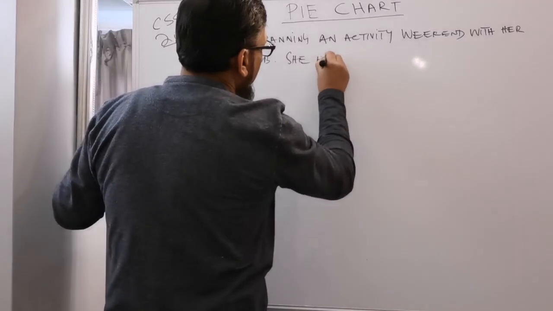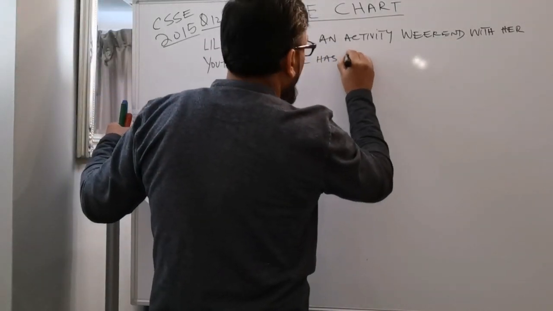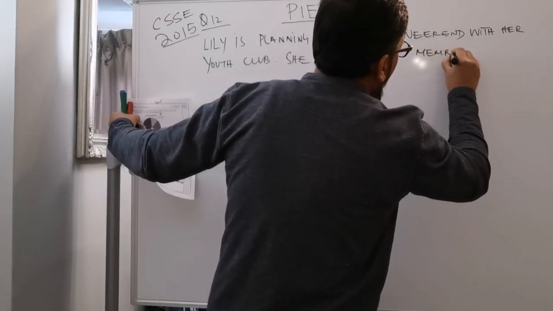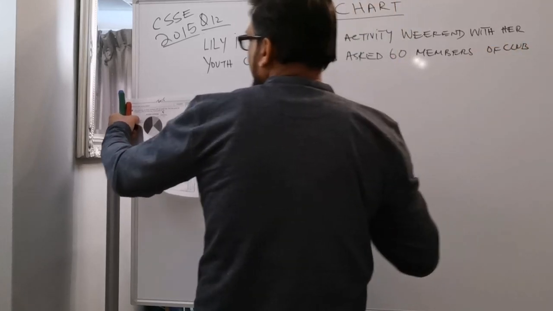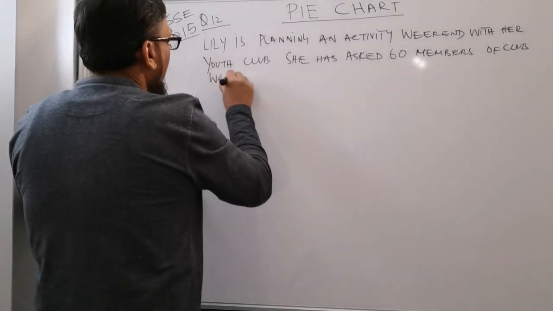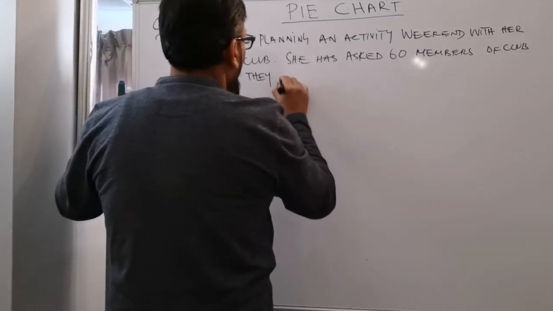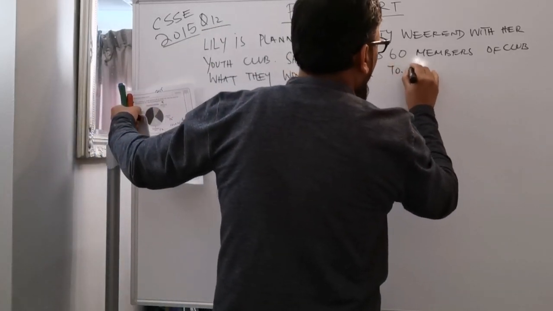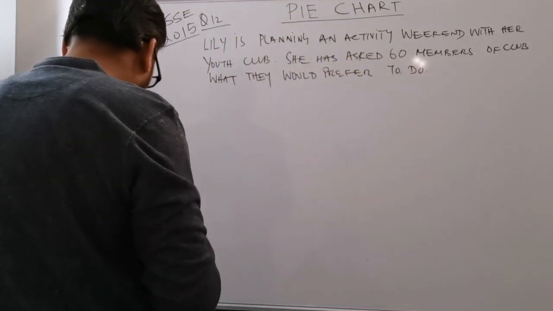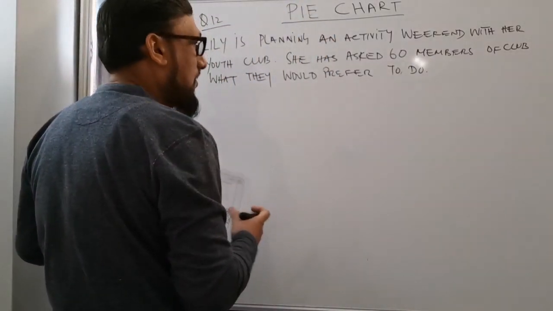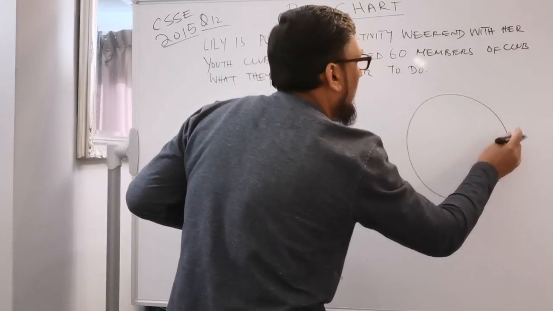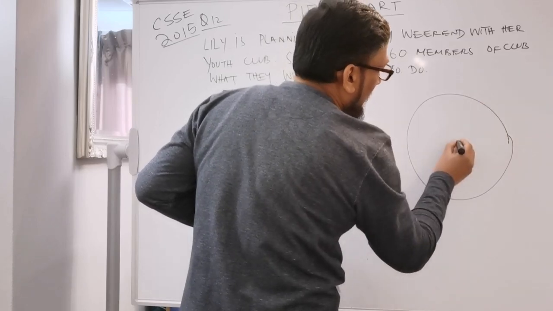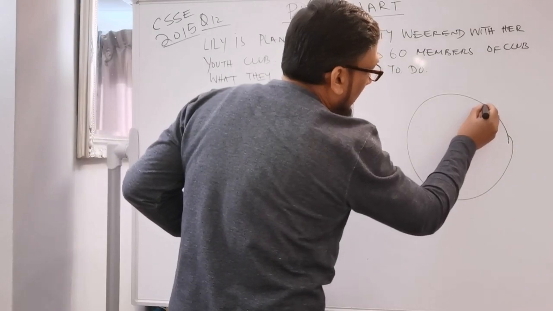She has asked 60 members of the club what they would prefer to do. So this is the question. So the examiner is giving you a pie chart. This is the center point, easy to draw here.